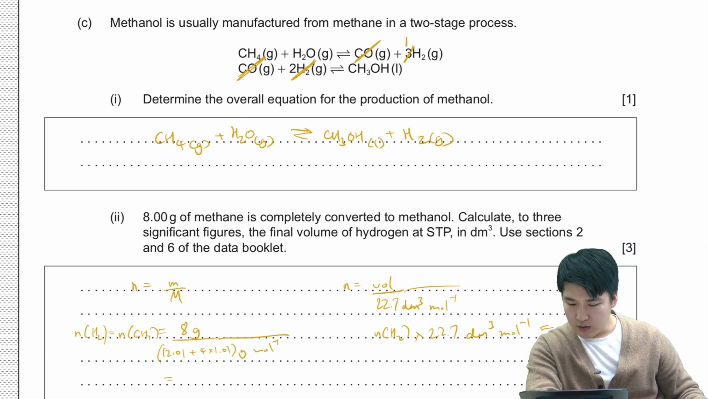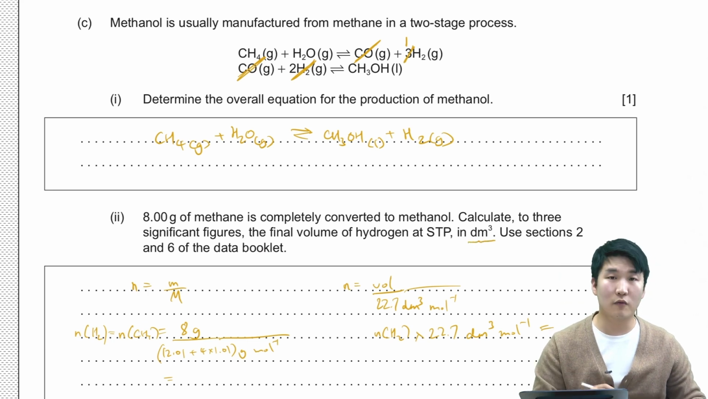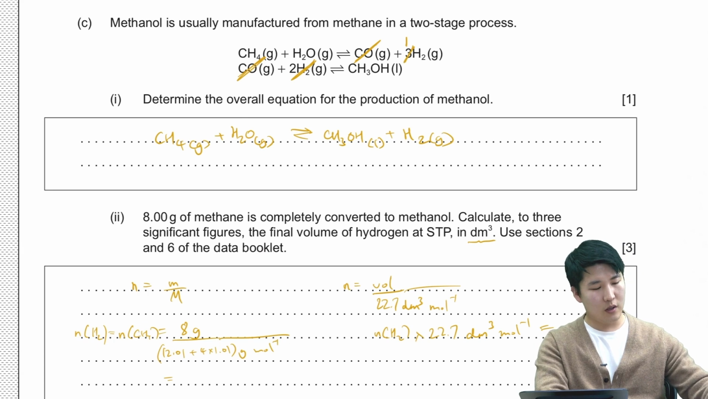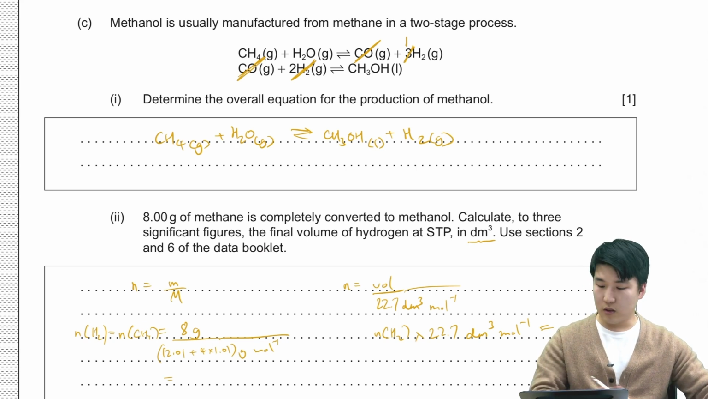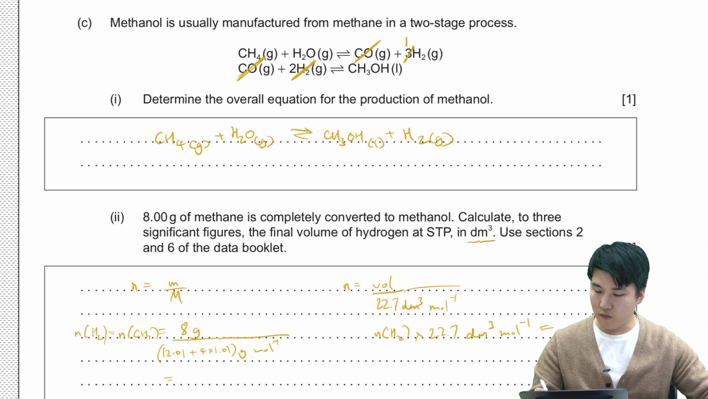Are we given a specific request for the unit of volume? dm cube. Okay, let's do the math and see that the product volume produced will be 11.3 dm cube.